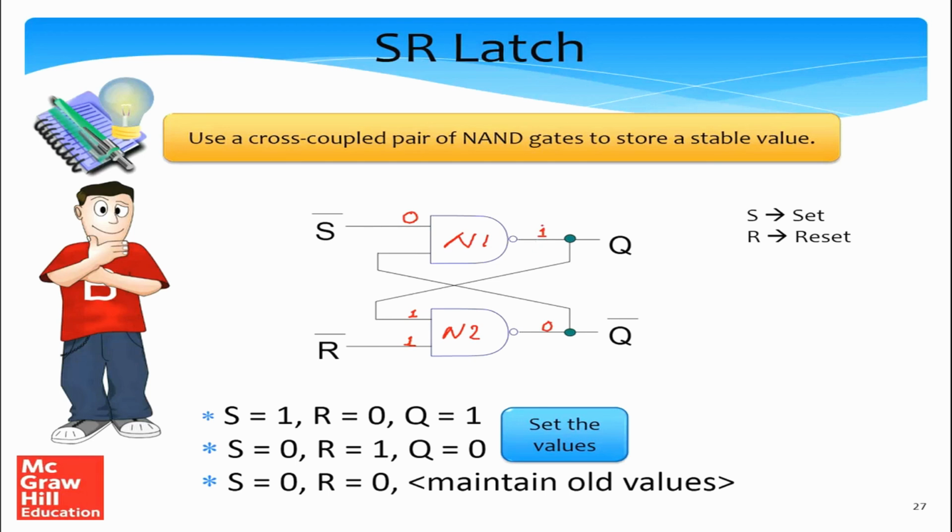One more thing that we get to see is that in this case the value of Q is equal to 1, and Q bar, the complement of Q, is the complement of 1, which is 0. So the first value, in a sense, we have verified. Now let's take a look at the second combination, where the value of S is 0 and the value of R is 1, so we are trying to reset it. We expect Q to be 0, but let's verify if this is the case.